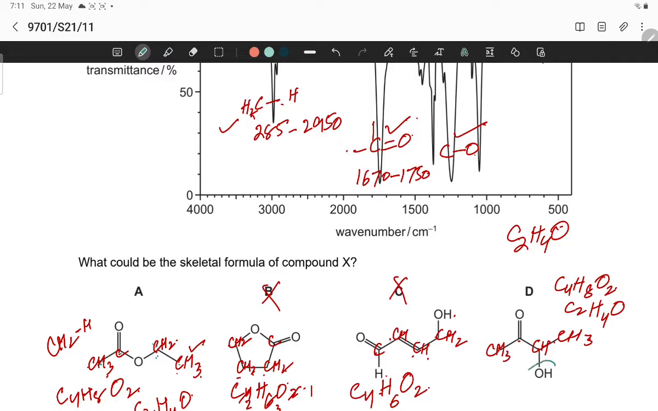For this, the OH group is different, which is not present over here. So the OH peak, a broad peak, is absent. The C double bond O is present, but this peak is absent in this compound, and this peak is present. So this is incorrect, the best option is A.